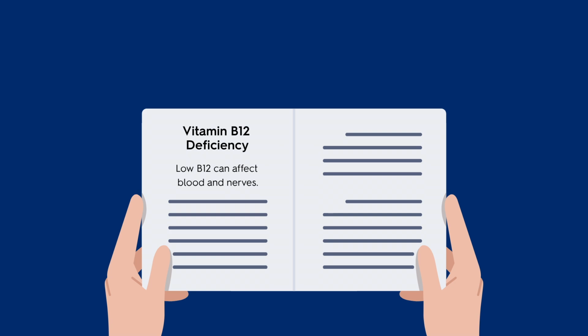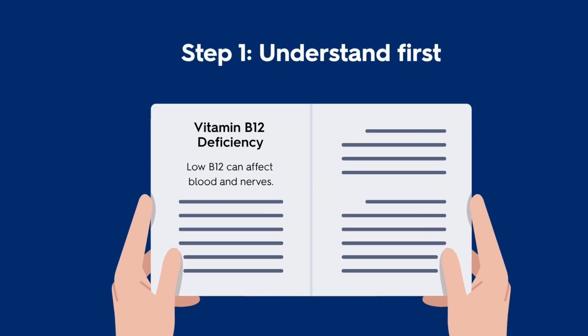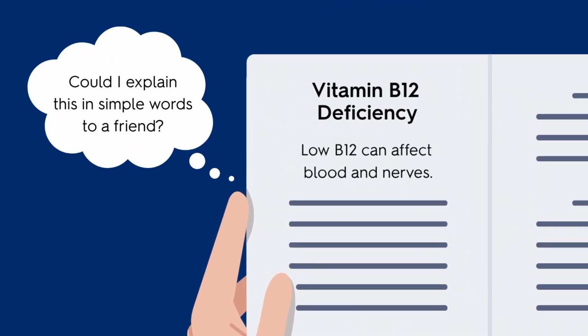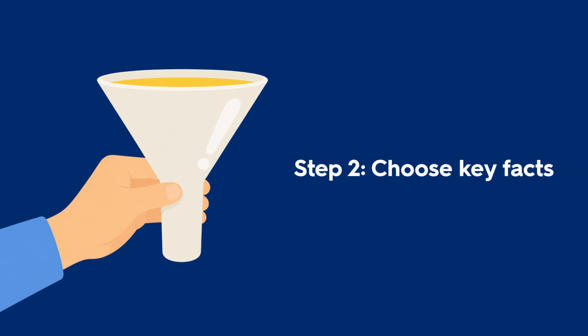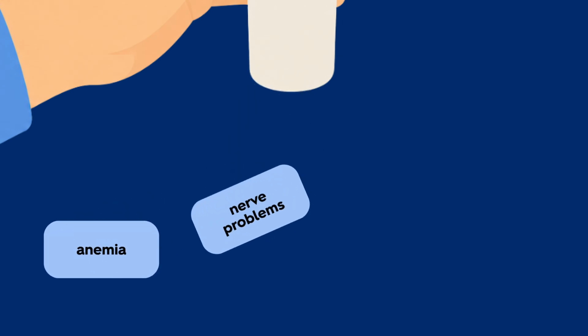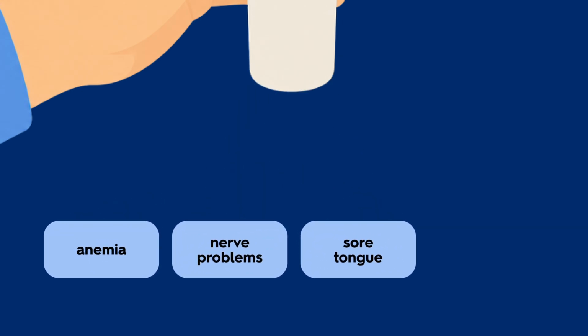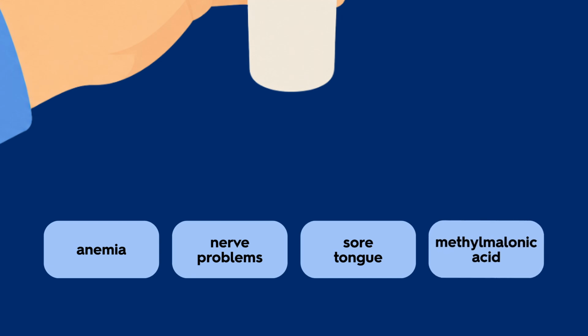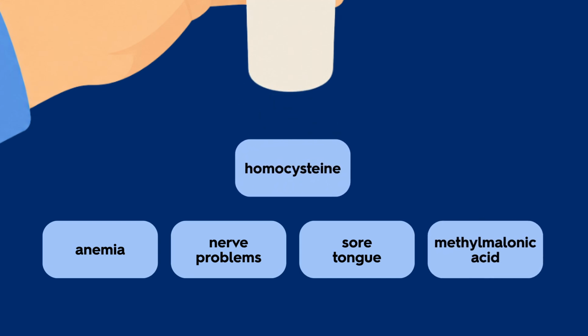Vitamin B12 deficiency. Before making a mnemonic, first check that you understand the main idea. Ask yourself, could I explain this in simple words? Once the main idea makes sense, filter the chapter. Choose only the facts that are most useful to remember. For this example, keep anemia, nerve problems, a sore tongue, and the lab clues methylmalonic acid and homocysteine.